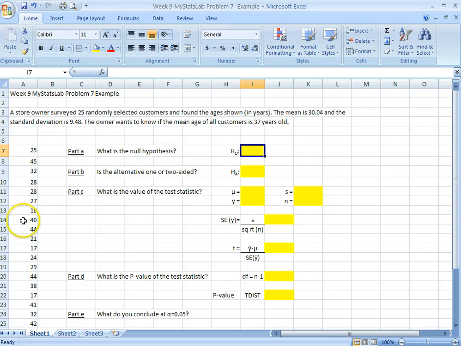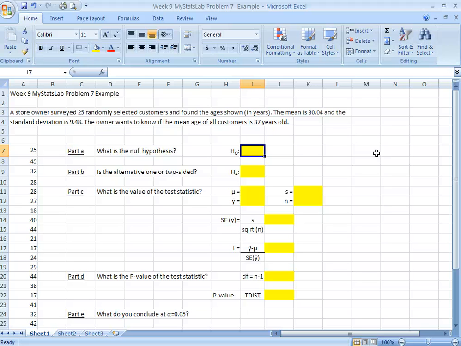Okay, so we have all of the ages from the randomly selected customers here, and that gives us a mean of 30.04, as I just stated, and a standard deviation of 9.48. After that, we really don't need this list of numbers. We're going to answer some questions for this problem, and everything else we need is within the problem, or we'll make it ourselves.